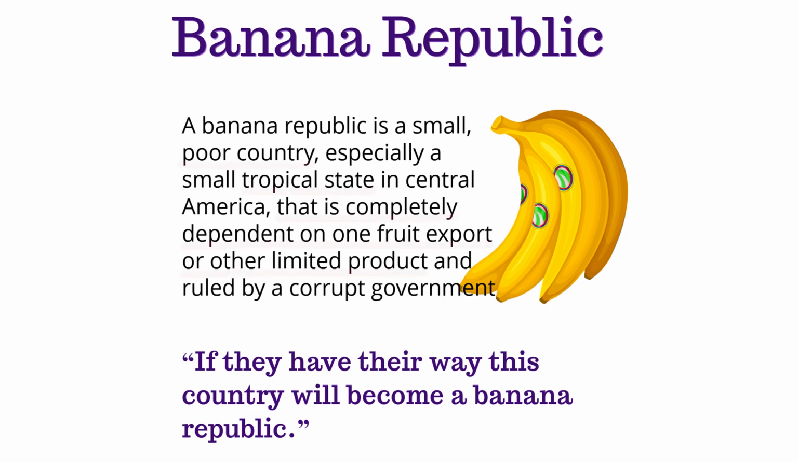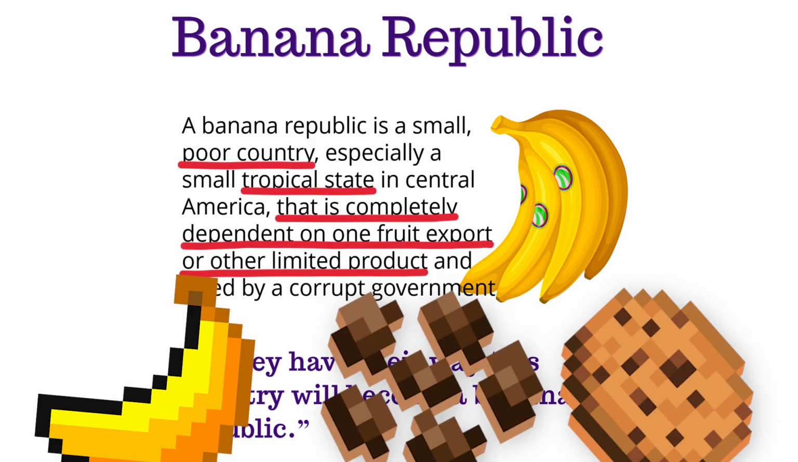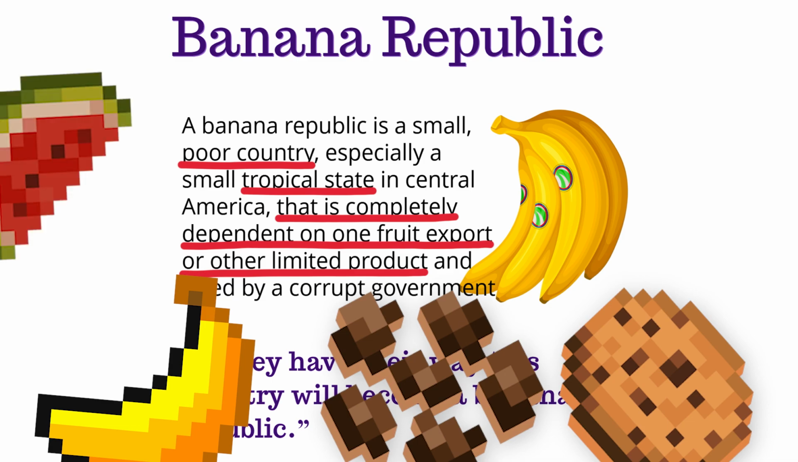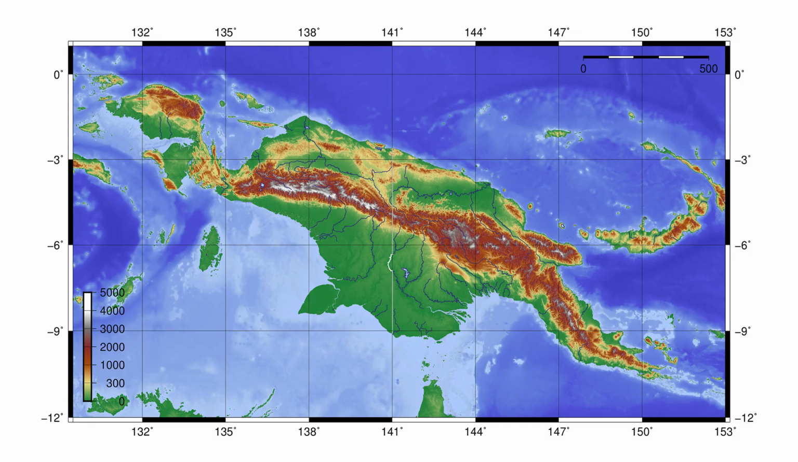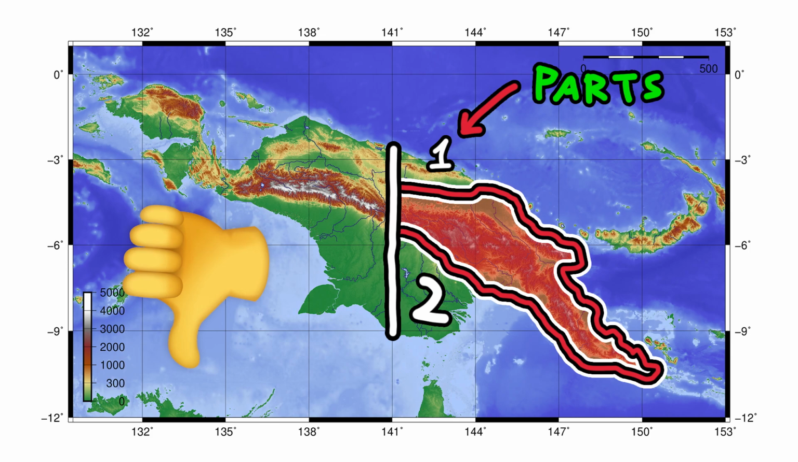First, it was a banana republic. They didn't produce anything except food, and their geography is kinda horrible. To understand that, just look at this map. We have high mountains, which divide the country into 2 parts, and that's not good for logistics.